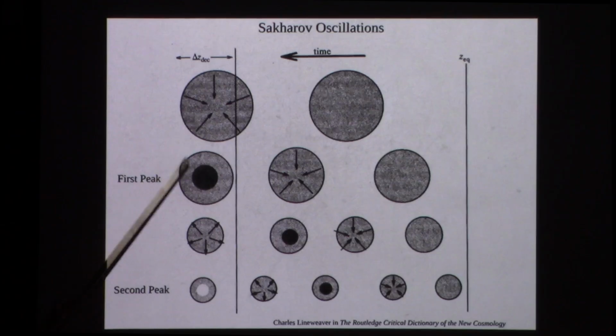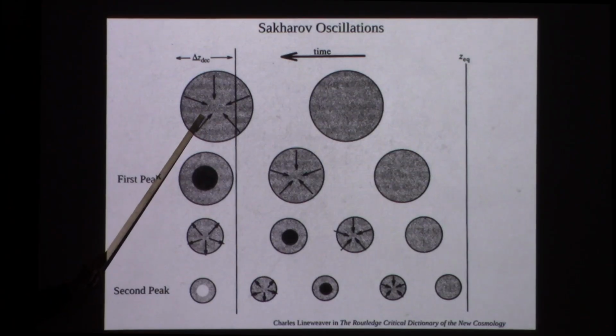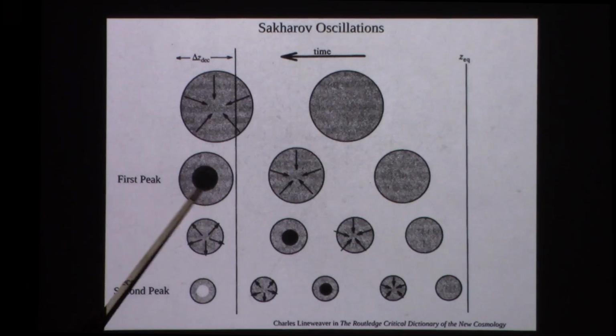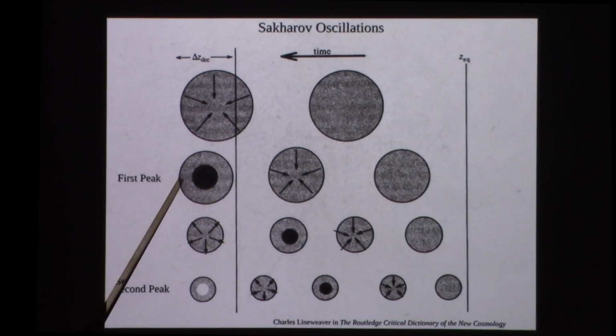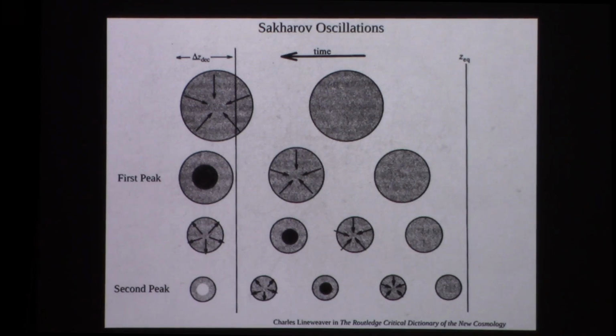I'm pointing to the wrong one. This is what I meant to be pointing at. This is one that's still compressing. This is one that just stopped compressing because it reached maximum compression at recombination. We call that the first peak because if we measure temperatures of different blobs in the CMB, the first peak corresponds to blobs with a size such that they're the largest blobs we see that are at maximum compression or expansion. The largest blobs we see with maximal temperature fluctuations.